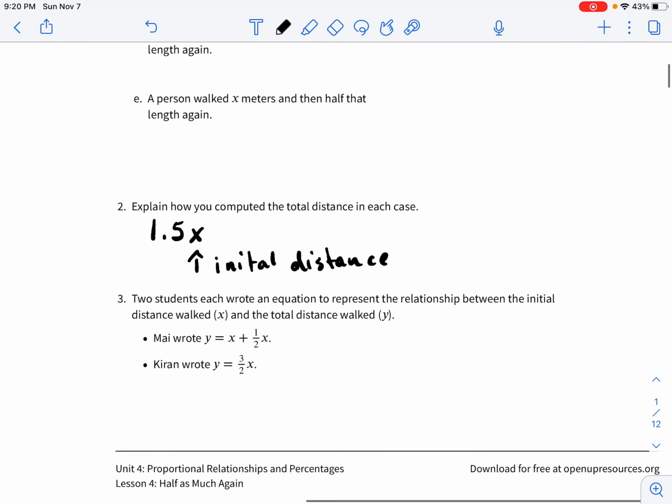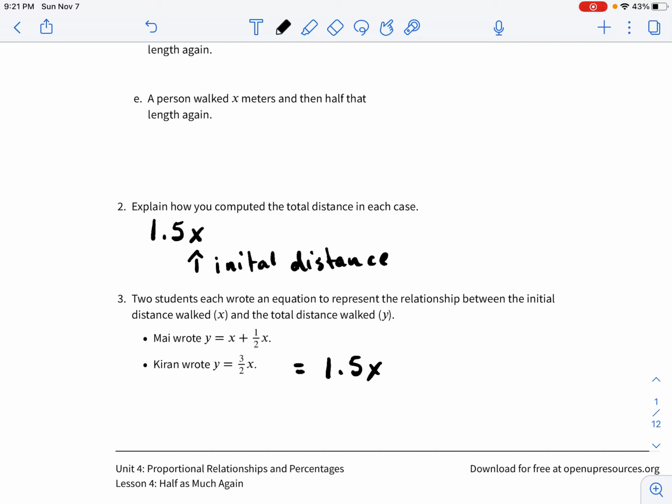Okay, it says 2 students each write down the equation to represent the relationship between the initial distance walked x and the total distance walked y. Maya wrote y equals x plus 1/2 x. Kieran wrote y equals 3/2 of x. Well, 3/2 of x is equal to 1.5 x. So that checks out. But so does Maya.